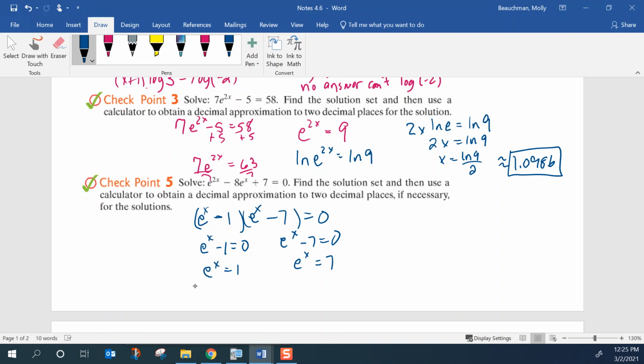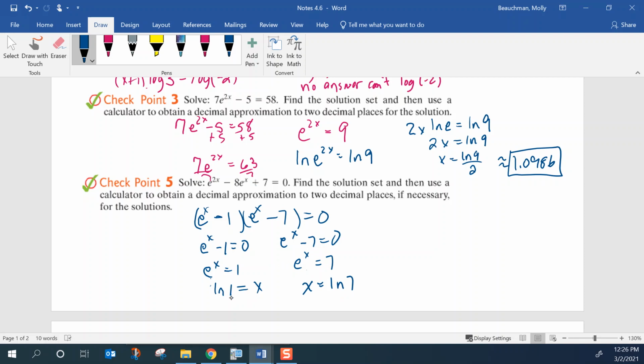At this point, you can rewrite these as logarithms. So e to what power is equal to 1? That means natural log of 1 is equal to x. And in this case, the natural log of 1 is 0. E to the x equals 7. You can think of it as taking the natural log of both sides. You'll end up with x is equal to the natural log of 7.